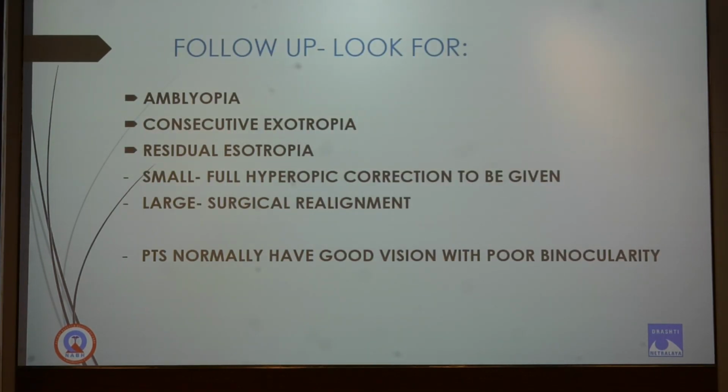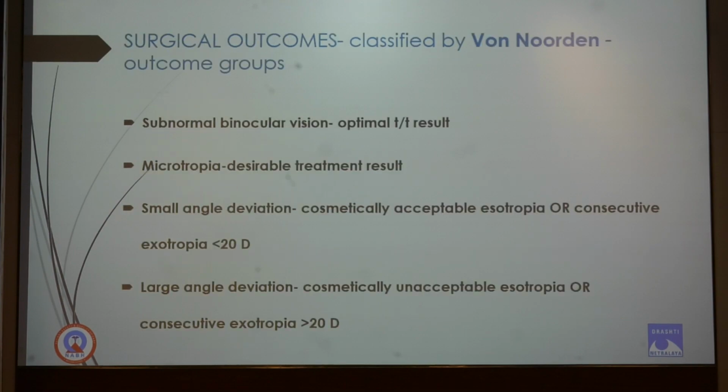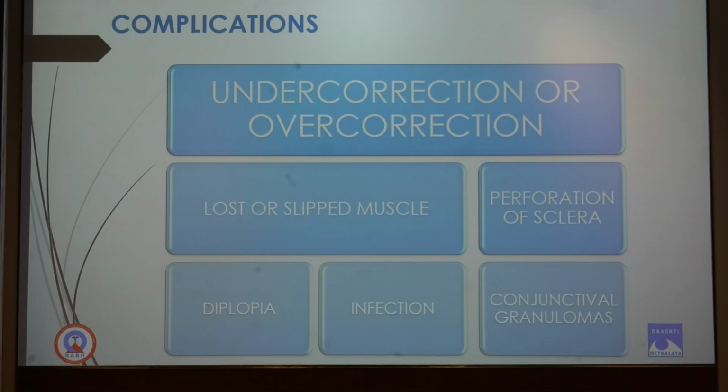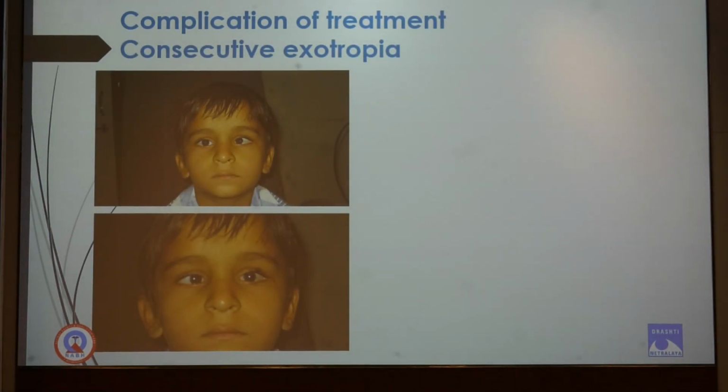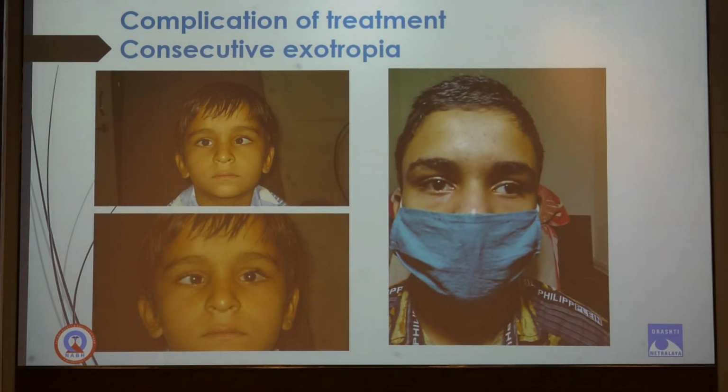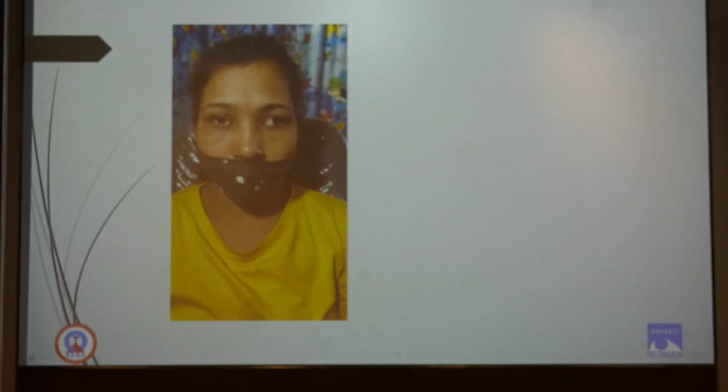Follow up, look for amblyopia, consecutive exotropia, residual esotropia, and there are outcome groups. Complications can be complications of treatment, such as consecutive exotropia. Patients may be lost to follow-up and come with exotropia at a later age. So you need to take care and treat that.